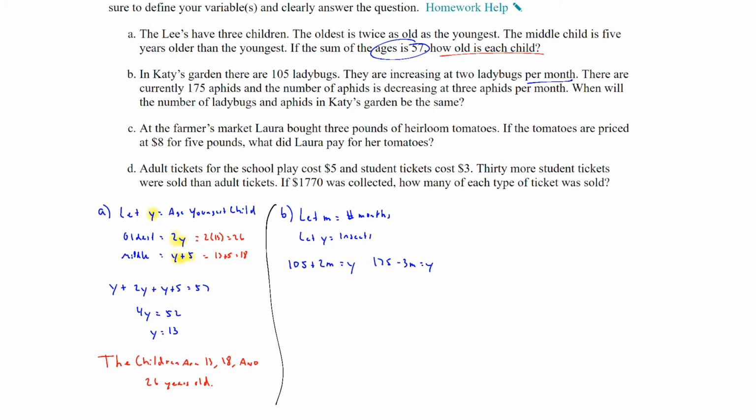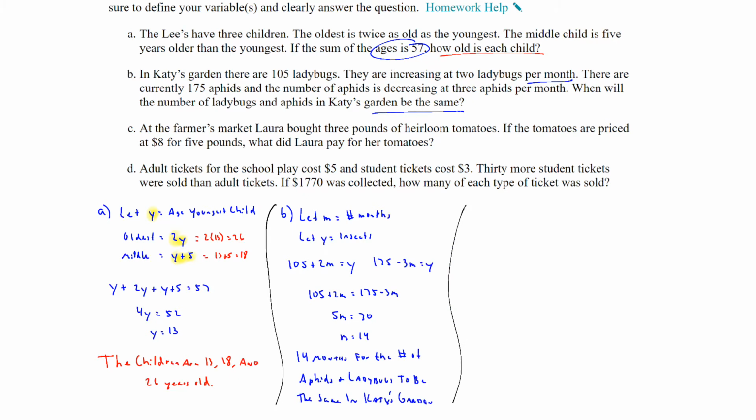The question is, when will they be the same, though? So when in Katie's garden will they be the same? Since they're both y equals, we can set these expressions up so that they're equal to each other. And then solve. So I'm going to add 3m. I'm going to subtract 105. And then divide by 5, and we will get m equals 14 months. So it's going to take 14 months for the ladybugs and aphids to be the same in Katie's garden. And so once again, make sure you do answer that question completely.